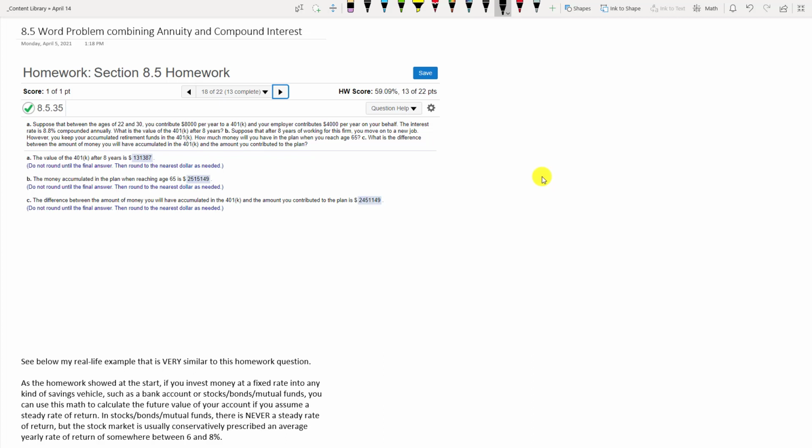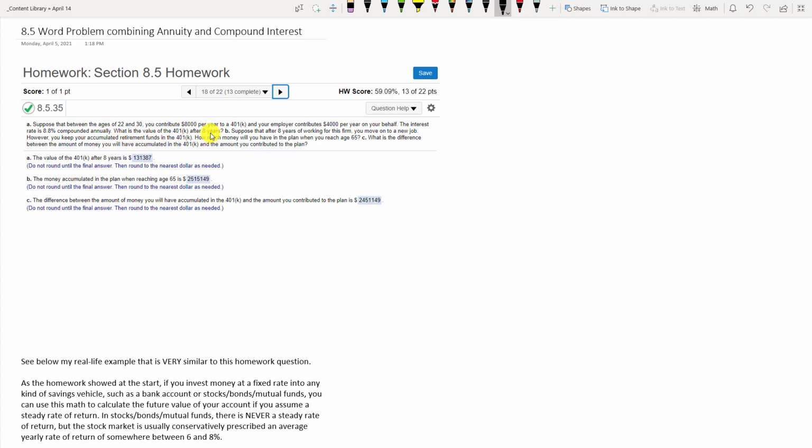Alright, so this problem here combines annuities and compound interest into the same problem. Let's look at the example so we can understand it. Suppose that between the ages of 22 and 30 you contribute $8,000 per year to a 401k and your employer contributes $4,000 per year on your behalf. The interest rate's 8.8% compounded annually. What's the value of the 401k after 8 years?